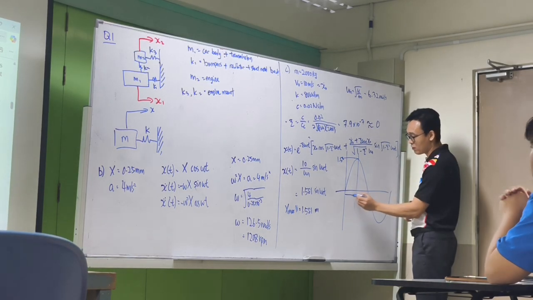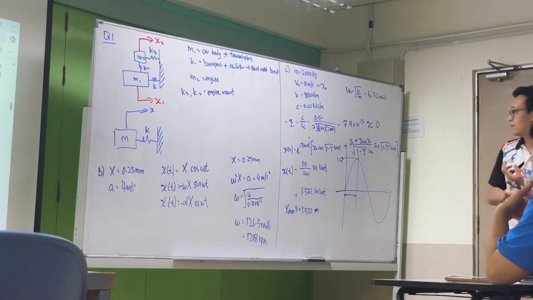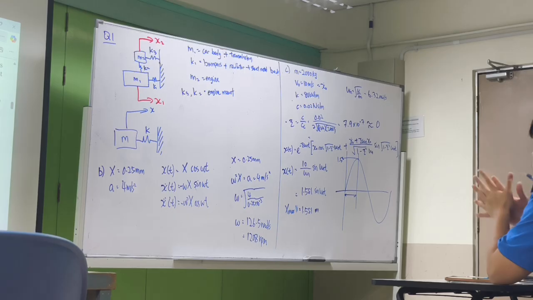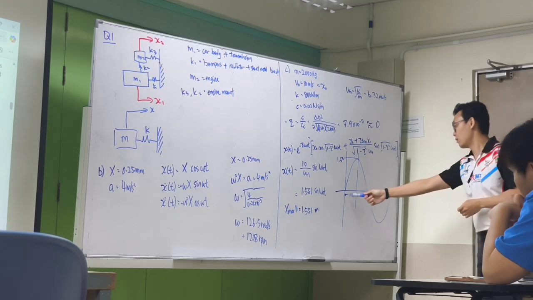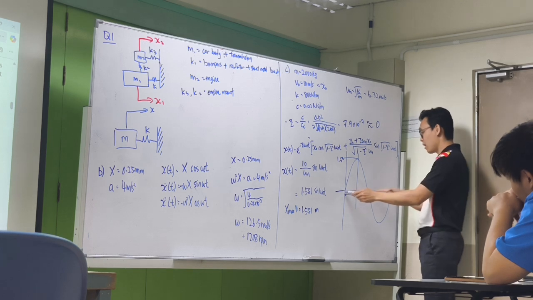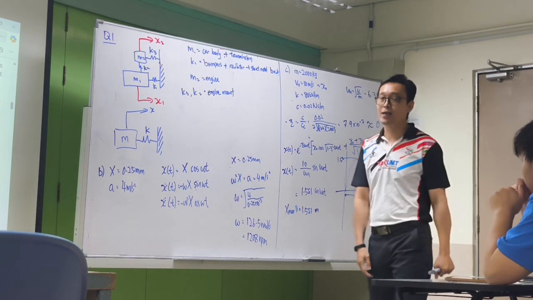So when do we reach here? This is a quarter cycle. This is one cycle, half cycle, quarter cycle. So how long does it take to complete a quarter cycle? Then that will be the time.